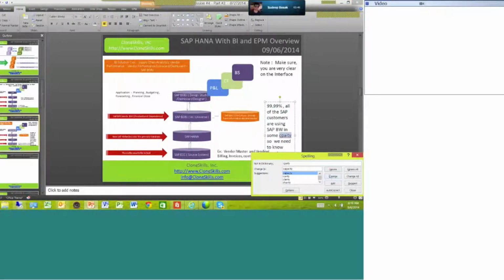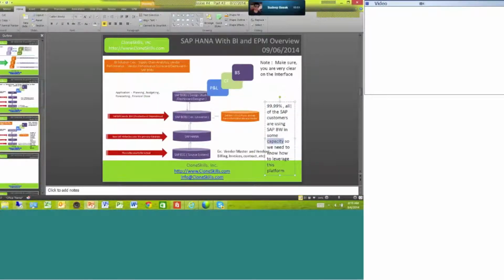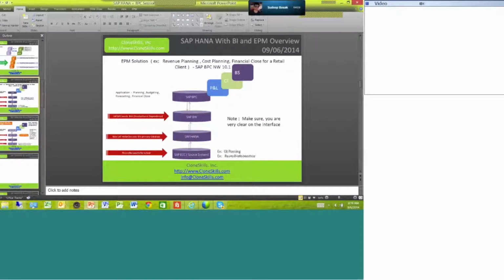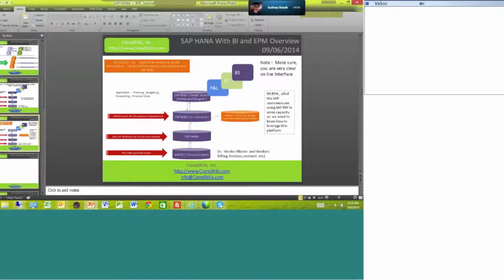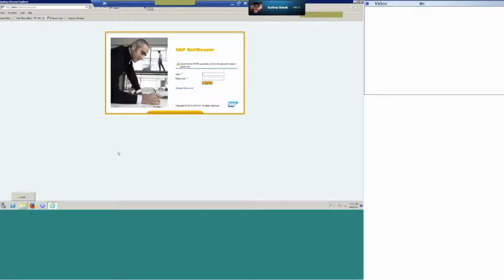So when you go to the client, I'm very confident they may have been using BW. From that perspective, we should know how to leverage it if the client is already using BW. So this is how you see your EPM solutions, and this is how you see the BI solution. So let's look at a real example. I'm going to log into BPC.